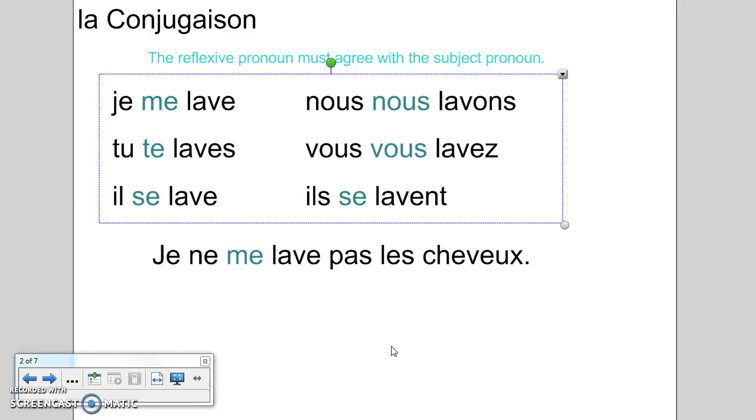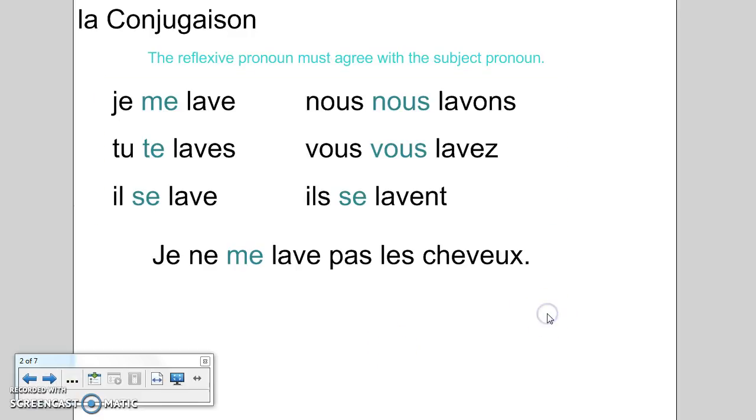So, how do we conjugate a reflexive verb? The verb itself, the infinitive, conjugates like a regular verb. So if it's an ER verb, you're going to tack on all your regular verb endings. If it's an irregular verb, you might just have to memorize that irregular form, or it follows a pattern of other irregular verbs. Where the reflexive comes in is that reflexive pronoun, that se that we talked about, which has to change so that it agrees with the subject pronoun.